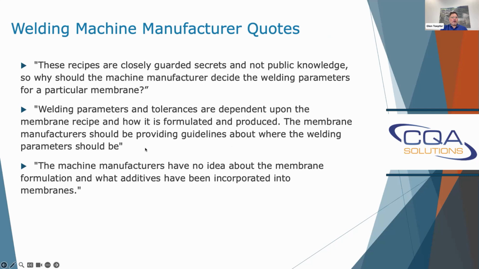And then the last quote I have, from the welding machine manufacturers: the machine manufacturers have no idea about the membrane formulation and what additives have been incorporated into the membranes, which is critical. That's a great point. These are all great points. How can the welding machine manufacturers set the guidelines for the material when the material may vary? And what is the liability in doing that?